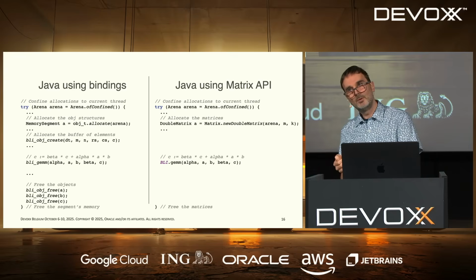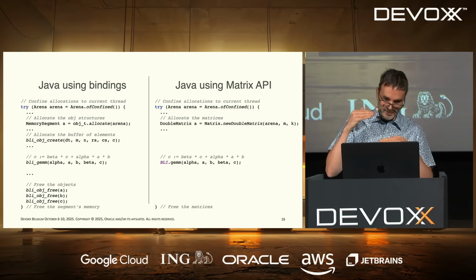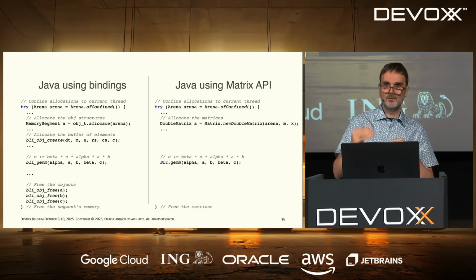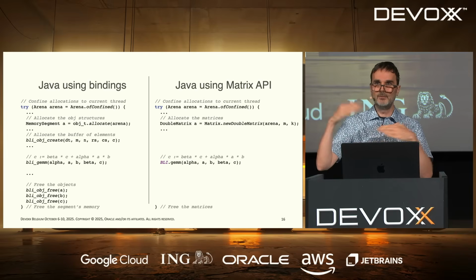You have to be careful with the latter because GC is non-deterministic. So if you want determinism on your allocations and determinism on your deallocations, you'd use the confined arena if you can. But sometimes you can use both. You can intermix them.